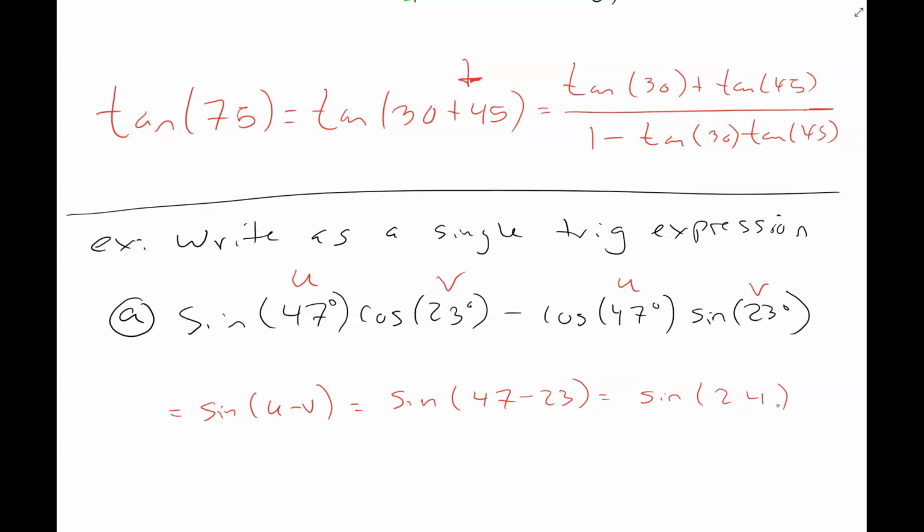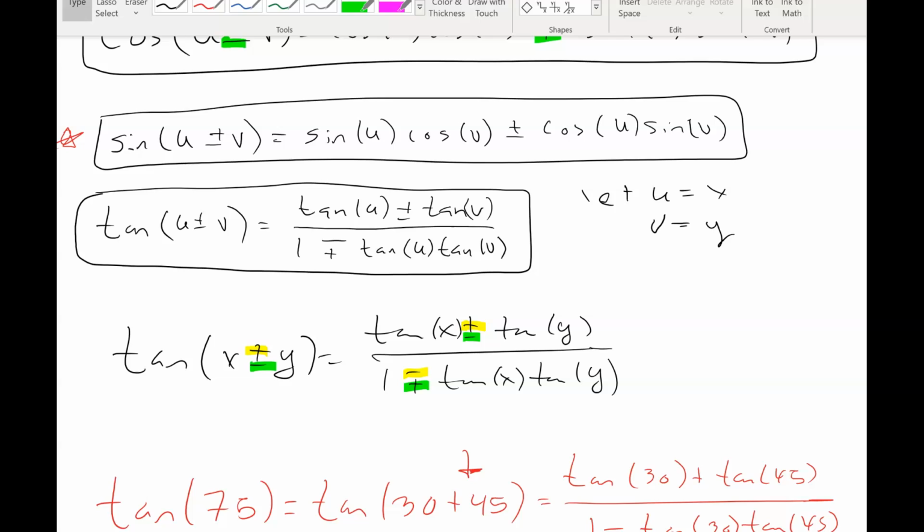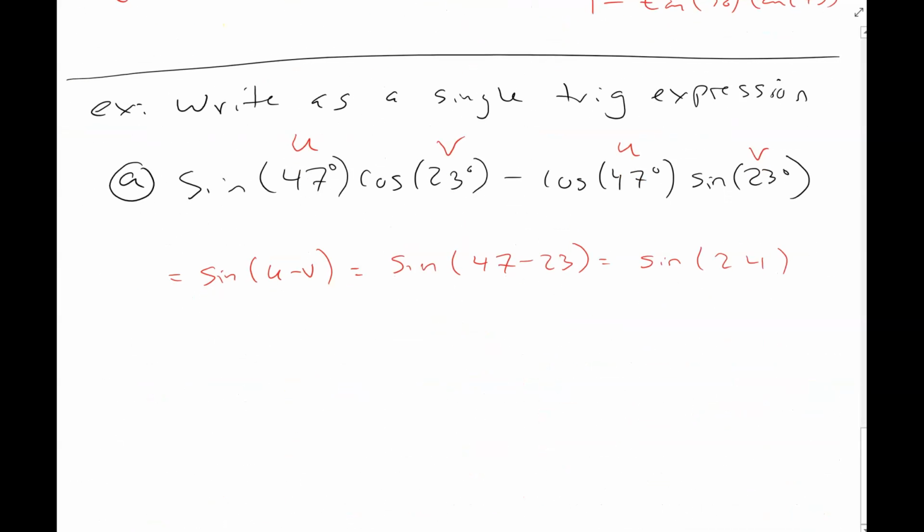Look at the angle difference formula for sine that we just wrote down. Doesn't this look like the same setup that we have in our problem? Yeah, it does. That's how I knew it was going to be the subtraction. So U was 47 and V was 23, so it's just going to be sine of 47 minus 23.